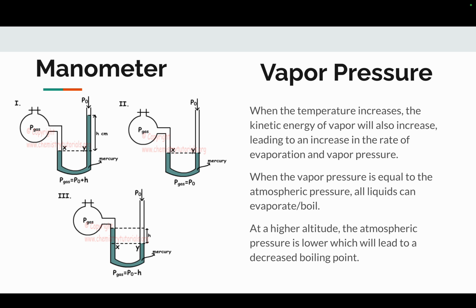This is because at a higher altitude, the atmospheric pressure is lower. And so because of this, the vapor pressure does not need to be as high in order for it to match that of the atmospheric pressure and for a liquid to start boiling.